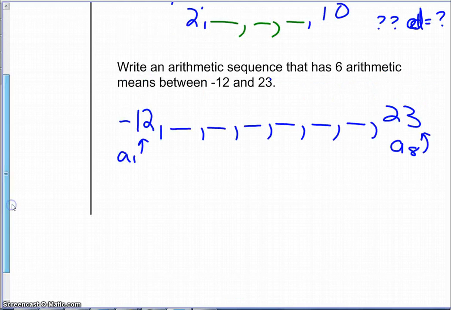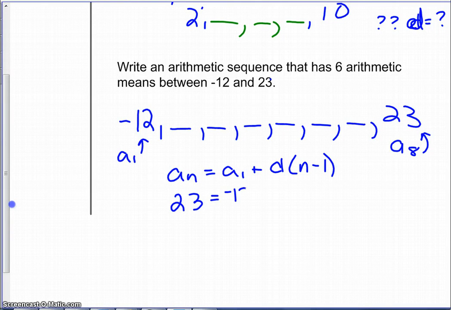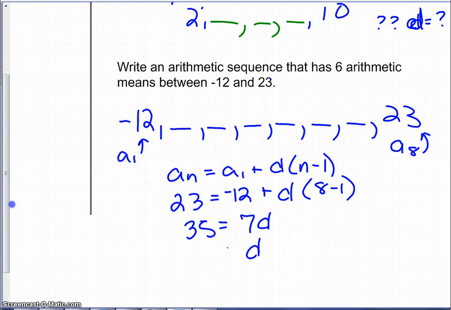So we go back to our original formula: the last term equals our first term plus d times n minus 1. The last term here was 23. My first term was -12. I still have to figure out my d, and we know we have 8 terms. If I add 12 to both sides, I get 35, and then I really have 7 times d. So therefore, my d had to be 5.